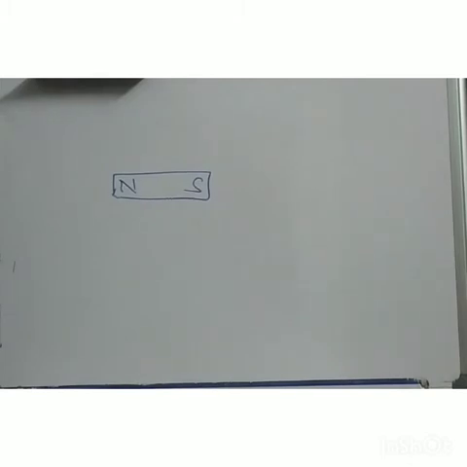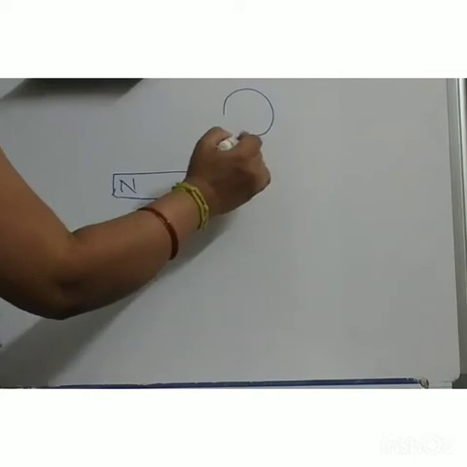Now we will take a compass needle. A compass needle is a magnetic compass needle, which means a small magnet is inside that needle. So we will take a compass needle and try to draw the magnetic field lines. How will we do this? You have seen the compass needle.